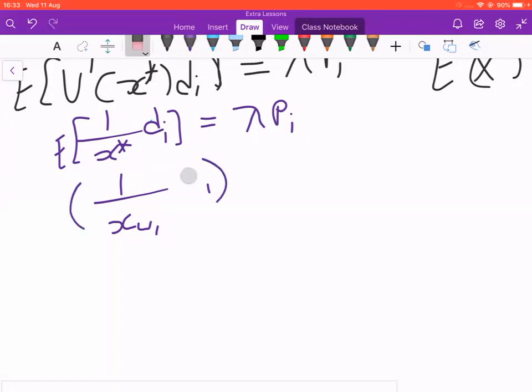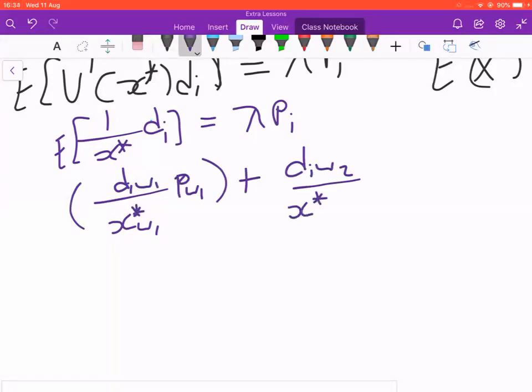So to write this thing easier, I will put the d's up here. So the d for asset one for state one, times the probability for state one, right? So plus the d for asset one for state two over x, the payoff for state two, times the probability for state two. It's going to be equals to lambda p i. I hope this expression makes sense. So I am going to solve it for each security.